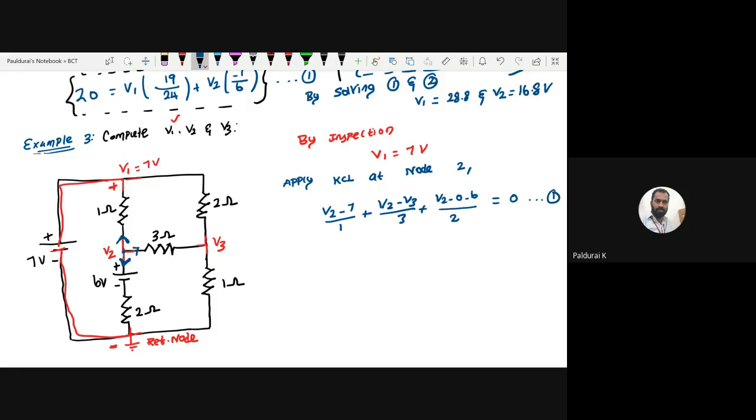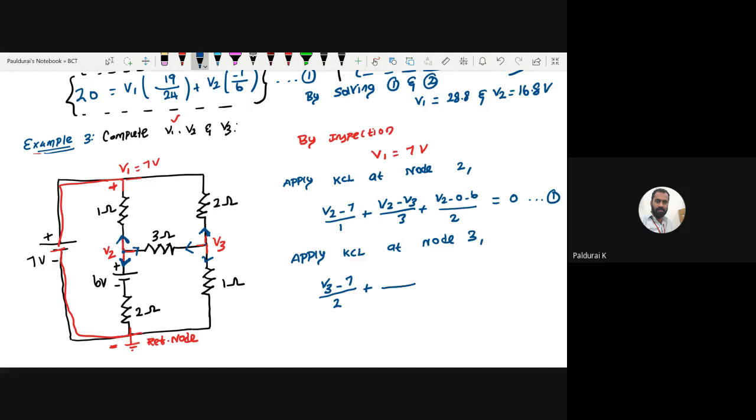Okay. This time apply, other than Vignesh, Palani, Karthike. Anyone else? Apply KCL at node 3. Assume all are leaving currents. So anyone, can you help me? Sir, V3 minus V1 by 2. So you are telling this current, right? V3 minus V1, where V1 equal to 7. So can I replace V1 by 7? Yes, sir.